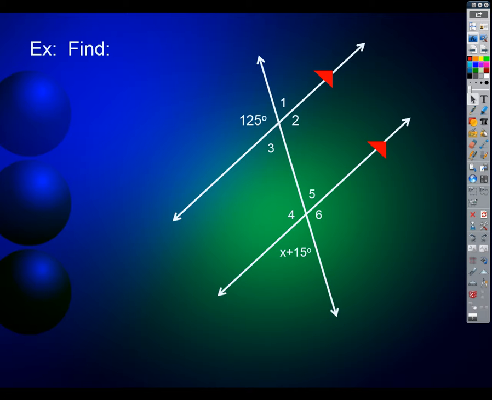It's the same, right? Because we're told that these two lines are parallel, and what kind of angles are those? Corresponding, and so they must be congruent. And then we could find 5 the same way, right? Is 5 related directly to 125? No, it's not, is it?